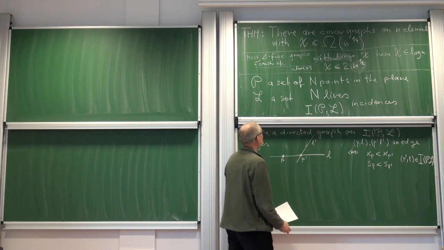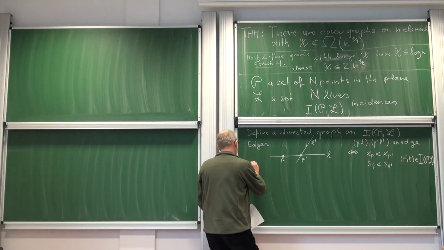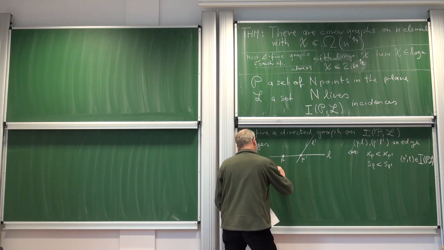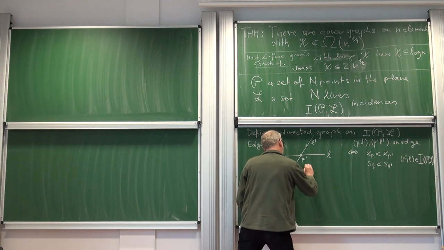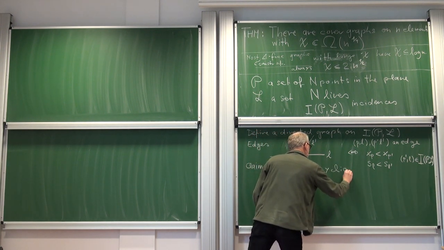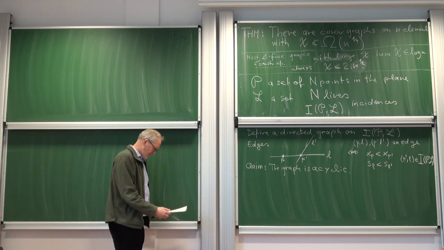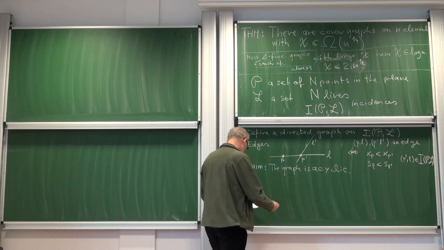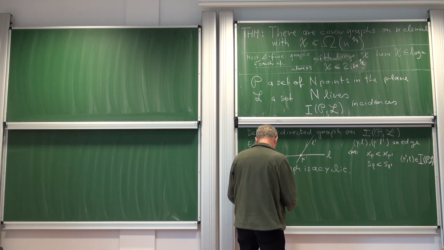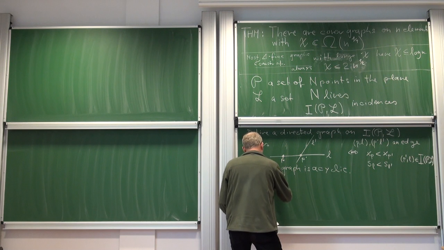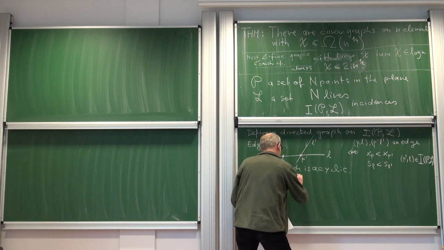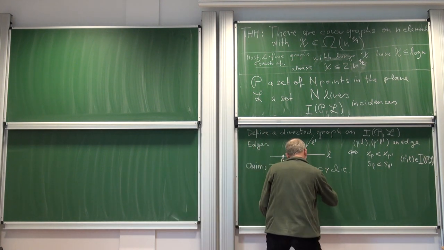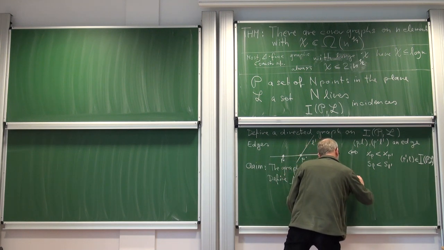Okay, and here is a first claim. This graph is acyclic. Well, we can prove this. Define a total order lambda on the incidences.